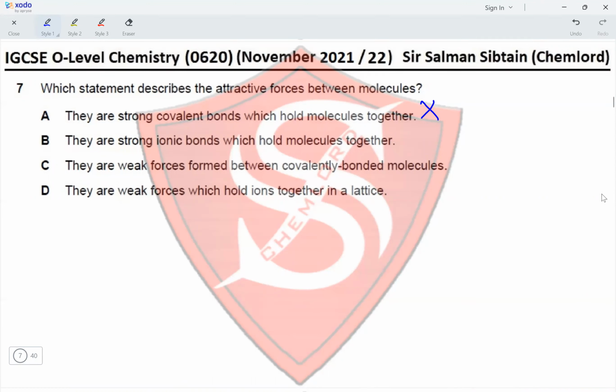They are strong ionic bonding which hold molecules together. Ionic bonding holds ions together, not molecules. They are weak forces formed between covalently bonded molecules. Yes, these are known as the intermolecular forces. They are weak forces which hold ions together in a lattice. No, ions are held together in a lattice by strong electrostatic forces of attraction or what is known as the ionic bond. Therefore, the correct option for this question is option C.